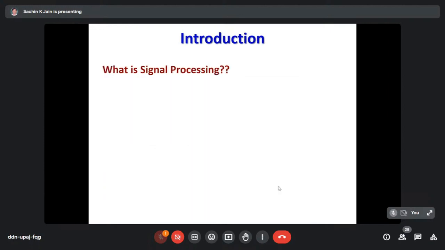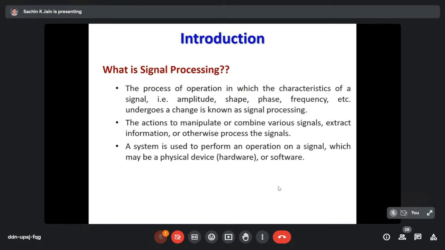Now, the question comes, what is signal processing? We discussed signals, and when we process a signal such that any of its characteristics get changed, maybe its amplitude, shape, phase or frequency, or we manipulate or combine some signals to extract more information, or we present it in a better way, or we refine it to remove unwanted noise, or we want to compress it, any kind of manipulation, that is termed as signal processing, right?